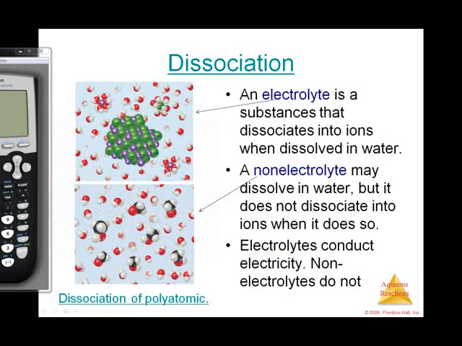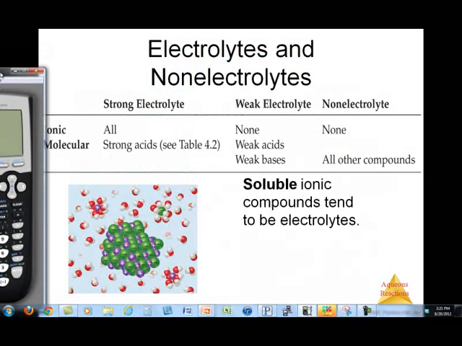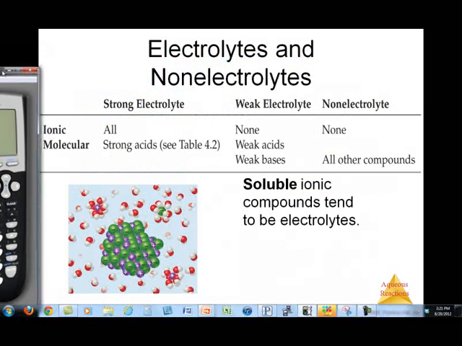An electrolyte is any substance that dissociates into ions when it's dissolved. So sodium chloride is an electrolyte because it comes apart as ions in water. A non-electrolyte is something that could dissolve in water, but it doesn't dissociate into ions. It stays together as molecules. Electrolytes conduct electricity and non-electrolytes do not. This is what I wanted to show. So we have electrolytes and non-electrolytes.